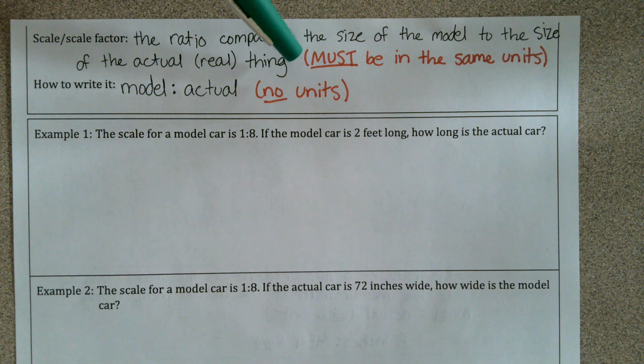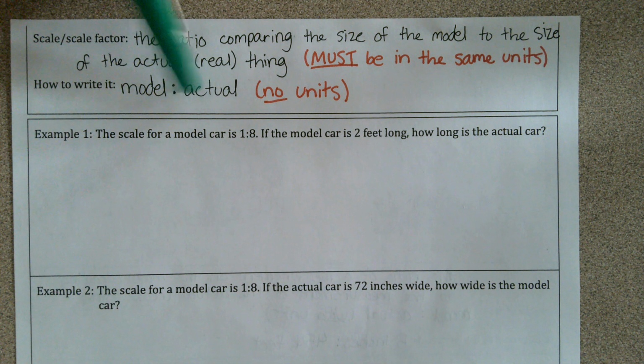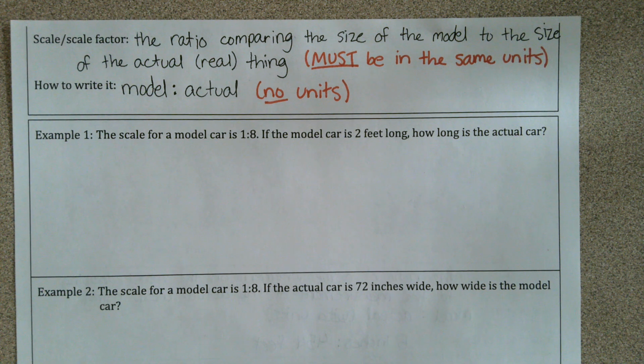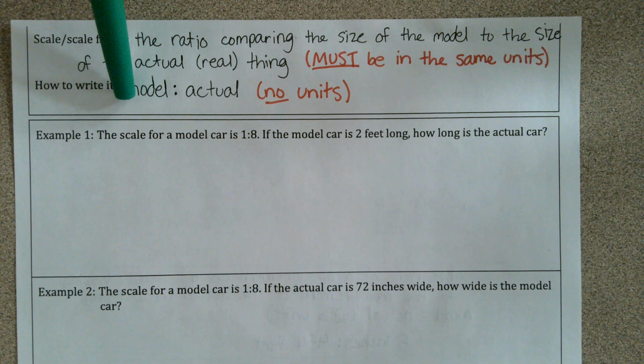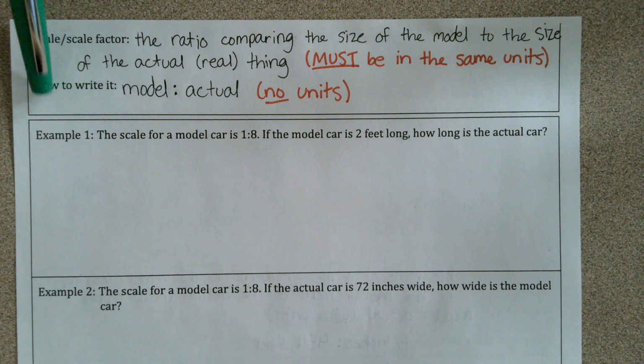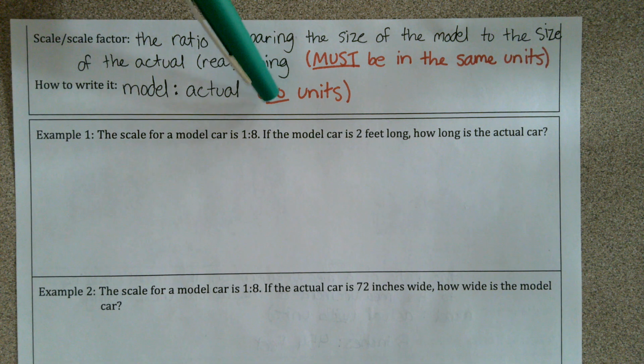You have to have the same units on both numbers. So on the front side we had a number in inches and a number in feet, but they were together in the same ratio. That does not happen when we're using scale or scale factor. These numbers have to be in the same units. So they have to both be in feet or both be in inches or both in miles. Whatever your measurement is, they have to be the same. So when we write the ratio, we don't include units.